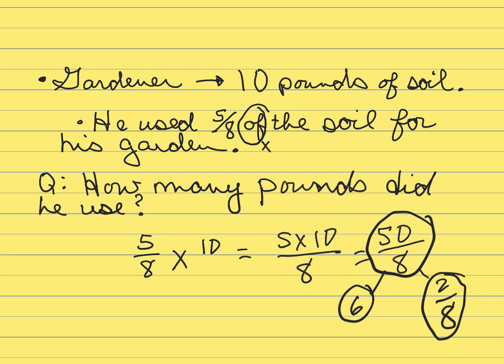Okay, so when you're thinking, I always want you to think of the whole, which is 10, and parts of that whole. So the answer would be, how many pounds did he use? He used 6, and we can change that to 1/4 if we reduce our fraction, pounds of soil for his garden. I hope that helps and makes sense. I'm going to do a couple like these so that you have it in your brain mathematically what this means.